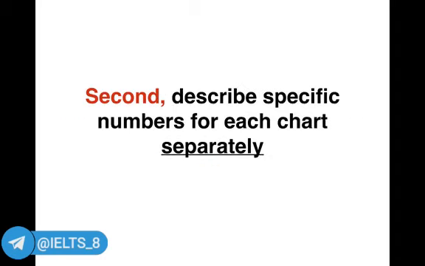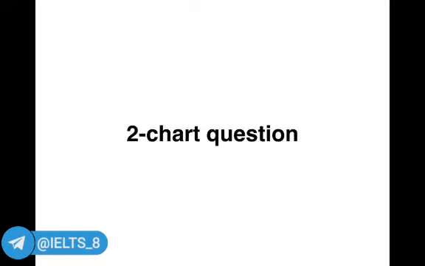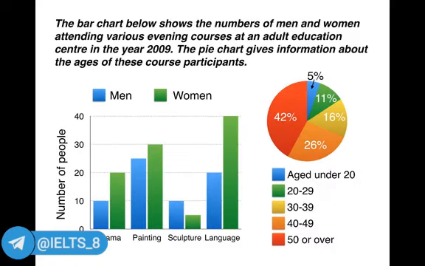Next, describe specific numbers for each chart separately. So you'll do a separate paragraph in your details paragraphs, paragraph 3 about the first chart and paragraph 4 about the second chart. So let's look at our 2 chart question for today's lesson. Here's the question. You can see that there's a bar chart on the left and a pie chart on the right. Let's read the question at the top together.